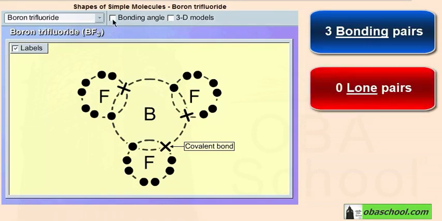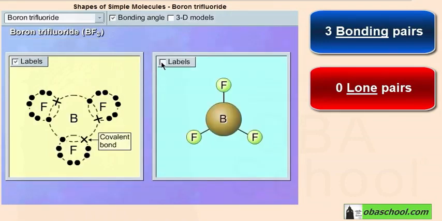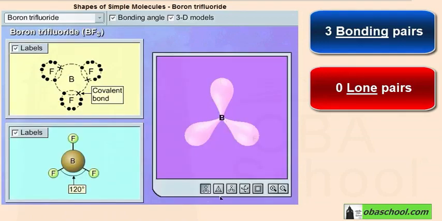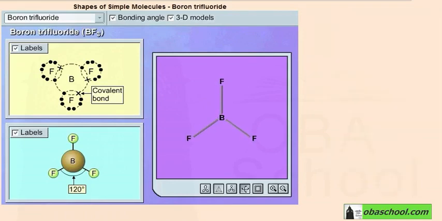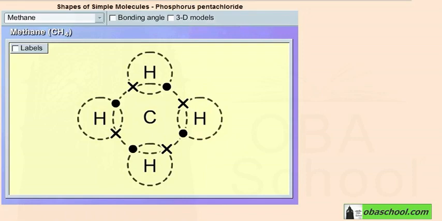Now let's examine the angle in this case. The bonding angle will be 120 degrees. Let us now check a 3D model of this BF3 molecule where we have three bonding pairs of electrons and no lone pairs. And the shape of this molecule is a trigonal planar, and the bond angle is 120 degrees as we said. So when we have three bonding pairs of electrons, the shape will be a trigonal planar, and the angle will be 120 degrees.